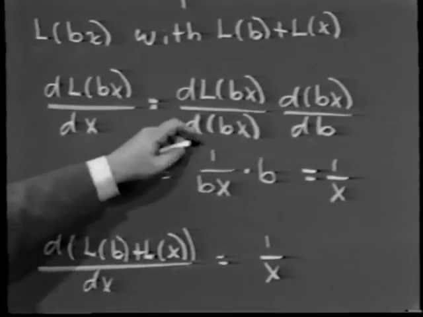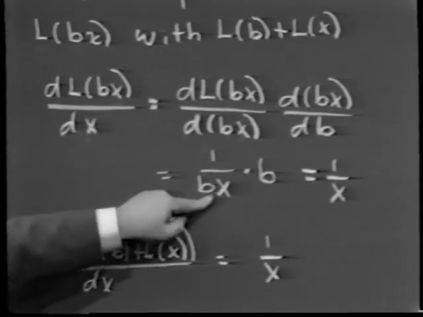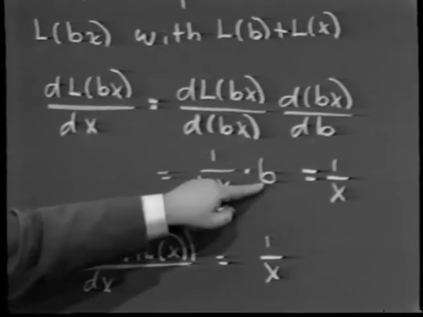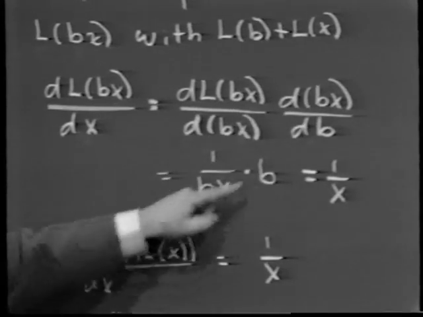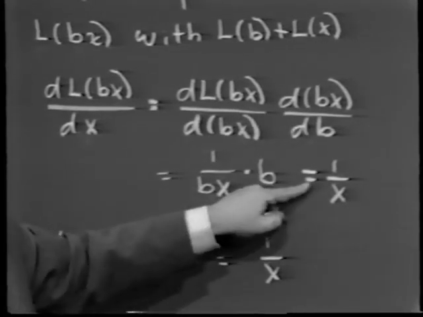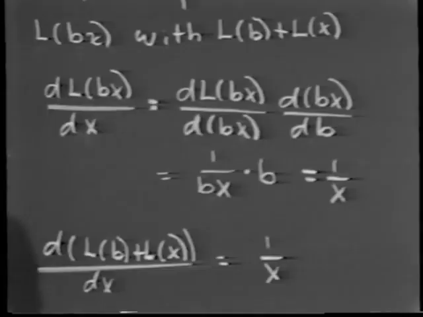And in this way we get what? The first factor is 1 over bx. The second factor is b itself. Remember, b is a constant. And therefore, the derivative of L of bx is 1 over x.